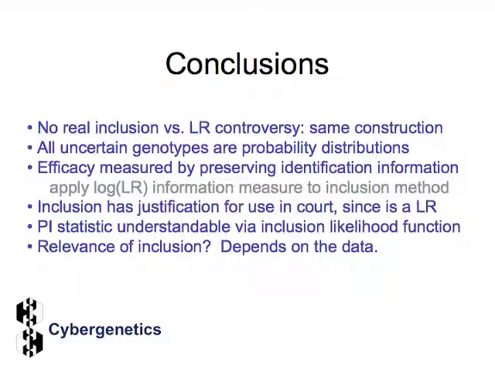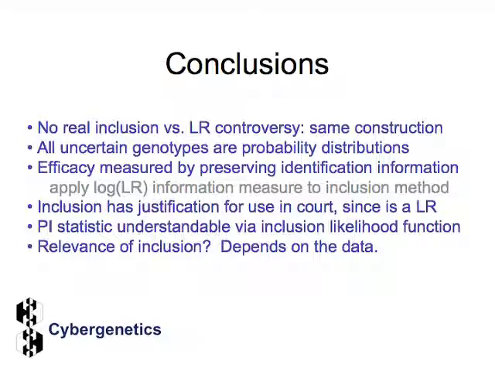Next slide. Let's summarize some conclusions. First, we see that the inclusion method can be inferred as a genotype and represented as a likelihood ratio, just like any other genotype inference method. Therefore, there's really no controversy about inclusion versus likelihood ratio. They are the same beast. They just have different likelihood functions where inclusion tends to be the weakest. Also, we see that all uncertain genotypes are probability distributions, as they must be, since in science we have only one way of representing our uncertainty mathematically, and that's with probability.